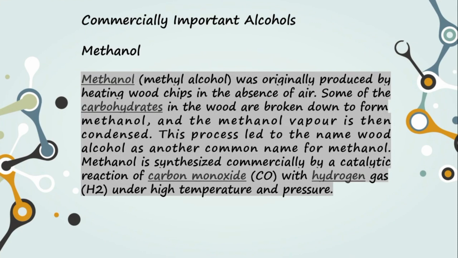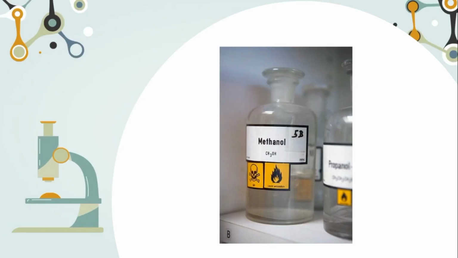And now let's proceed to commercially important alcohols. First is methanol. Methanol, or methyl alcohol, was originally produced by heating wood chips in the absence of air. Some of the carbohydrates in the wood are broken down to form methanol, and the methanol vapor is then condensed. This process led to the name wood alcohol as another common name for methanol. Methanol is synthesized commercially by a catalytic reaction of carbon monoxide with hydrogen gas under high temperature and pressure. This picture is an example of methanol.